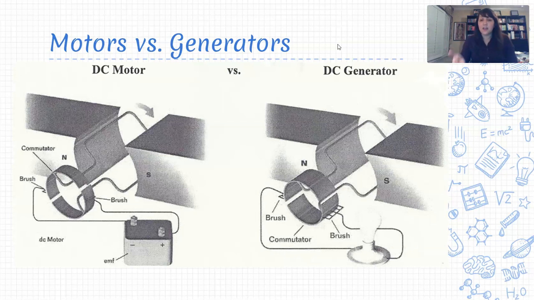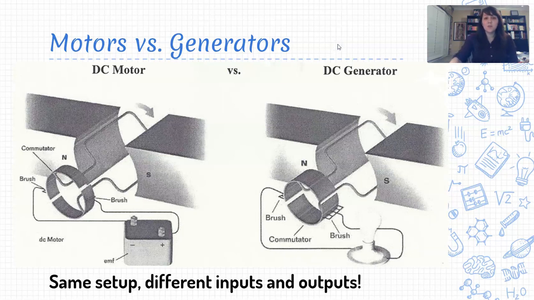Now the generator, on the other hand, doesn't have a battery to provide the energy. It has a light bulb which requires electrical energy. And the way that that's produced is through physically providing kinetic energy to this generator. So you spin the loop of wire within that magnetic field. It induces a current, so it converts the kinetic energy of moving the loop of wire into electrical energy, which allows our light bulb to light up. So what this really means is that motors and generators are essentially the same thing. It's the same general setup, just with different input and output energy.